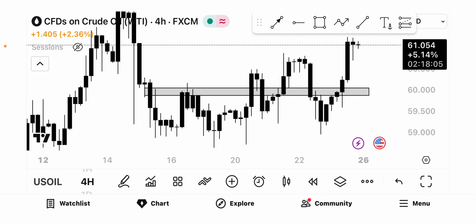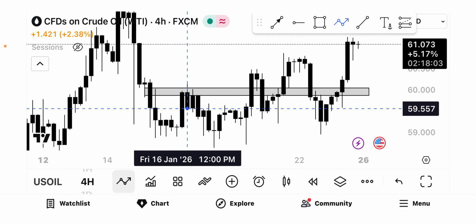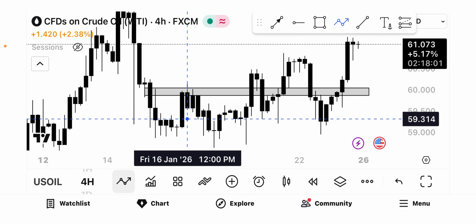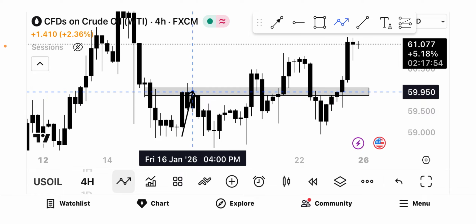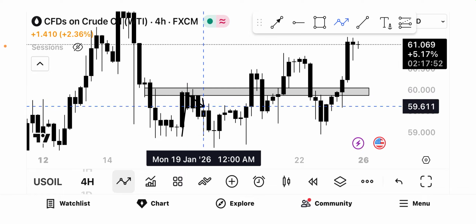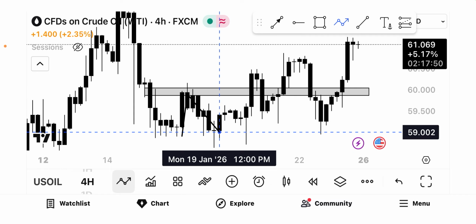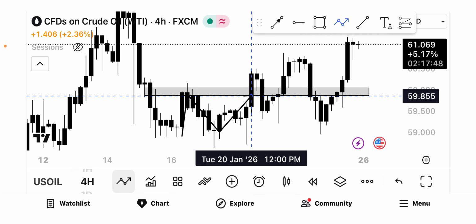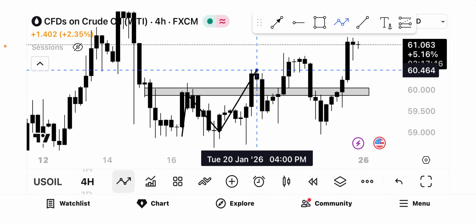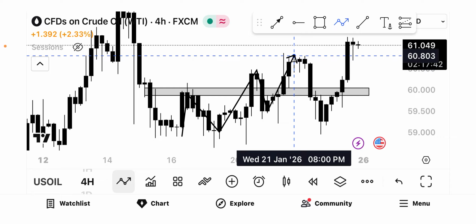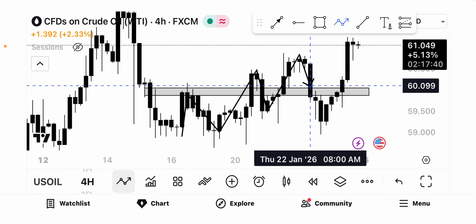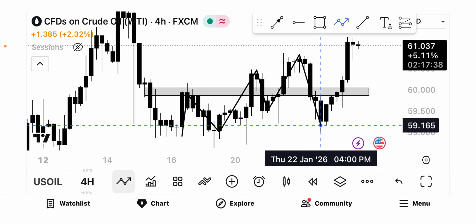And why do we call this a resistance? We call this a resistance because price reacted from this so many times. Price tries to come to this top, reacted from this, had a push to the downside, tried to come to the resistance again, broke above the resistance, came to the downside, and broke past the resistance. So this is why we call this a resistance.